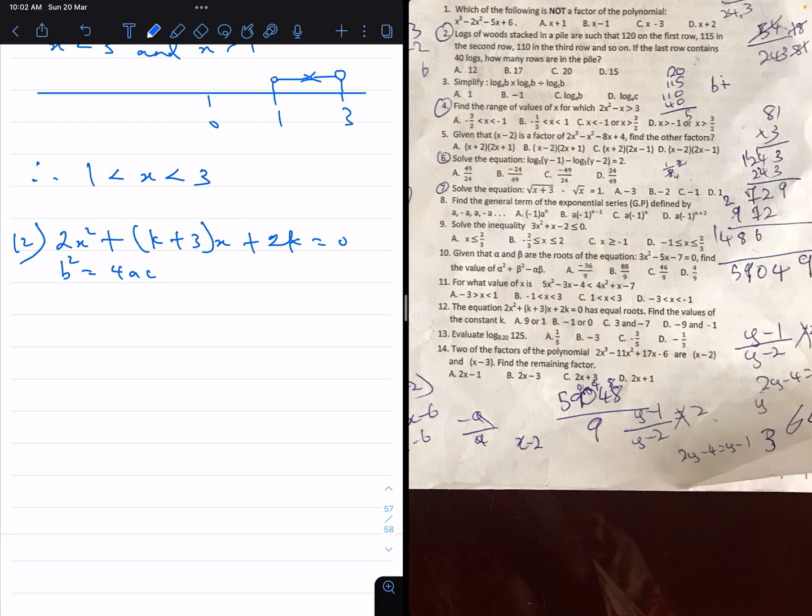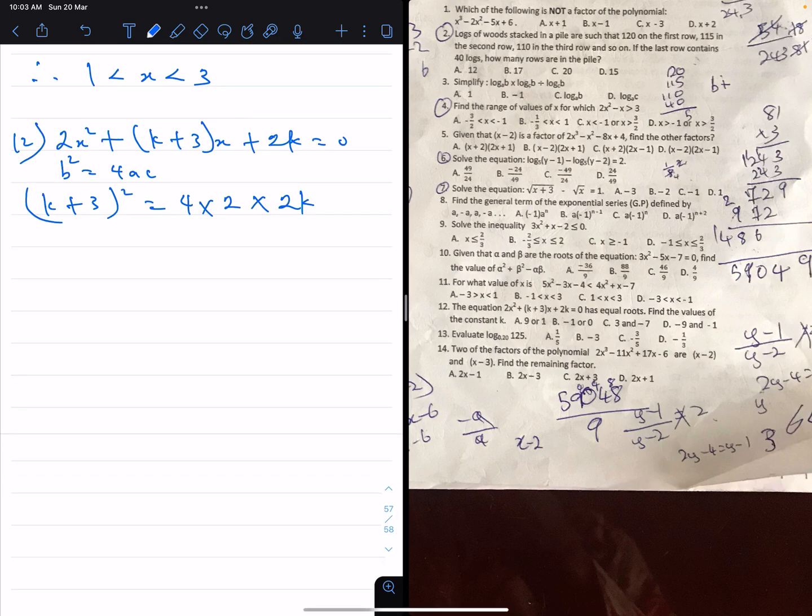Mind you, b is the coefficient of x, a is the coefficient of x squared, and c is the constant. So b is k plus 3. Beautiful. So that means the square of (k plus 3) is equal to what? 4 times a, which is 2, times c. What's c? c is the one that doesn't have any x attached to it. That's 2k. Oh, the 2k. I'm supposed to say 2k.